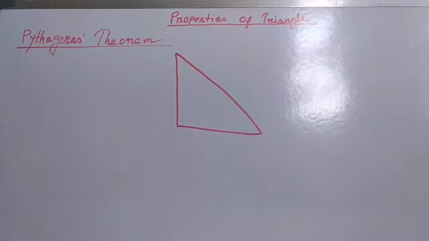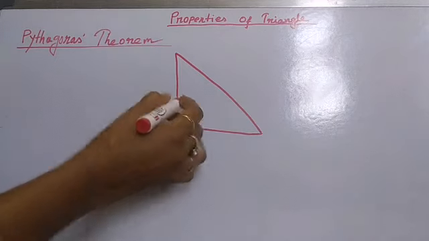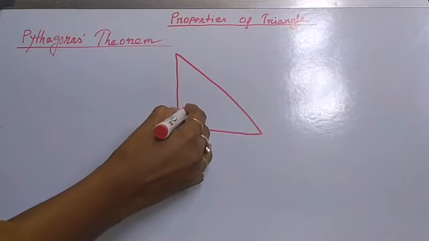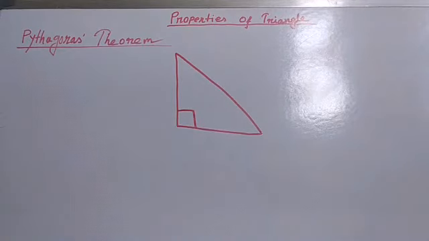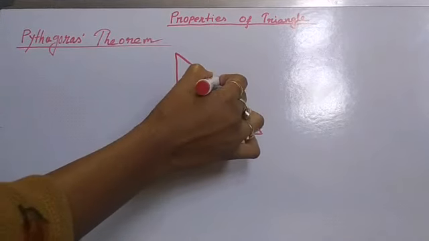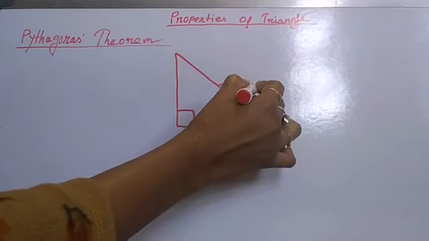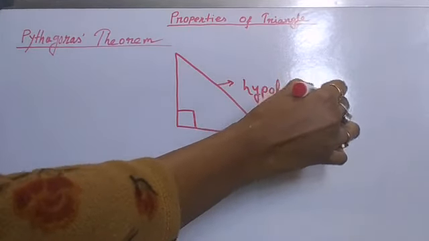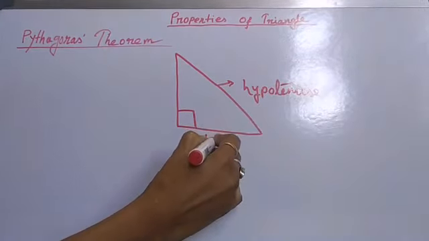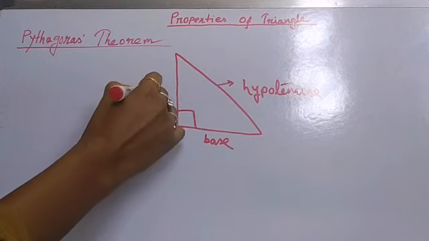These relations depend on only the right triangle. That means the triangle should be a right angle triangle. This is the hypotenuse. This is the base. This is the height.